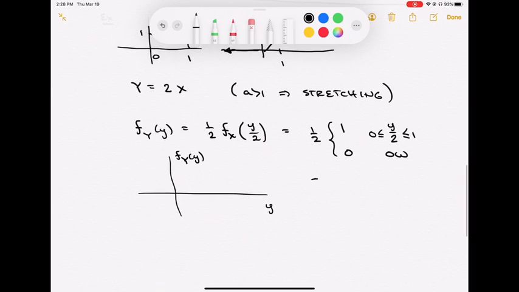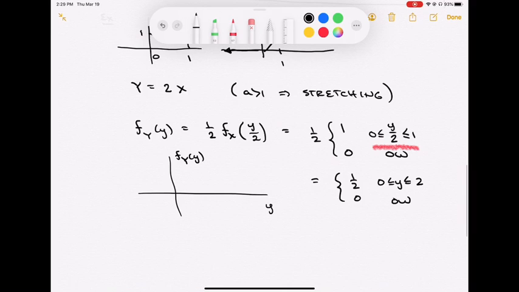If I clean this up a little bit and multiply that 1/2 in there, I'm going to get a 1/2 for what? Well, if I take a look at the range of support here, 0 less than or equal to y/2 less than or equal to 1, multiply everything by 2, I end up getting it in a little more standard form. 0 times 2 is still 0, less than or equal to y, less than or equal to 2 times 1, so 2, and 0 otherwise.